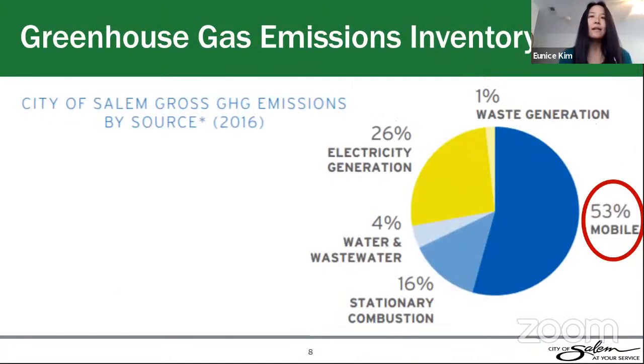But we do know that the majority, at least over half of our emissions from the city, are from our transportation. So we did a greenhouse gas inventory as part of the first phase of the Salem project, and these were the results. And so we know that how our city develops, the land use patterns and the transportation patterns, all impacts that number, 53%, you see on the screen. And so we do think it's important to do what we can to reduce greenhouse gas emissions by making changes at the zoning level.